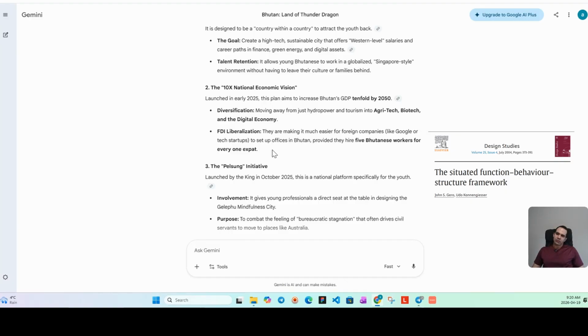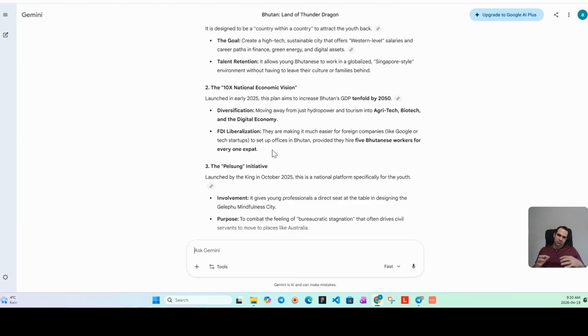But I'm using one specific concept of FBS here right now. It's not the perfect method, because if you use the comprehensive method, it takes hours, so we cannot do this in this short video. But we can use the function behavior structure concept to deal with the topic. Okay, let's use FBS, function behavior structure, in interacting with Gemini.